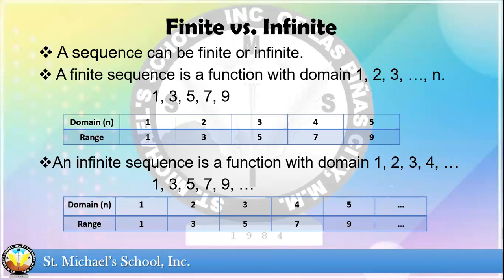Next, infinite sequence. When we say infinite sequence, as we see in here, it continues on forever. We know it because of the dot, dot, dot, and it is called ellipsis. So the domain is 1, 2, 3, 4, and 5. The range is 1, 3, 5, 7, and 9.